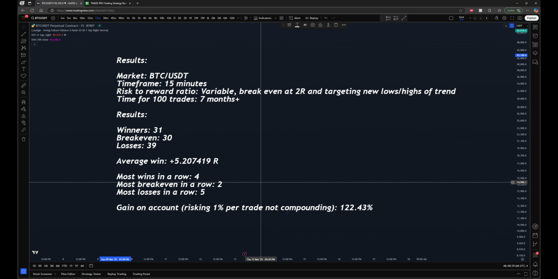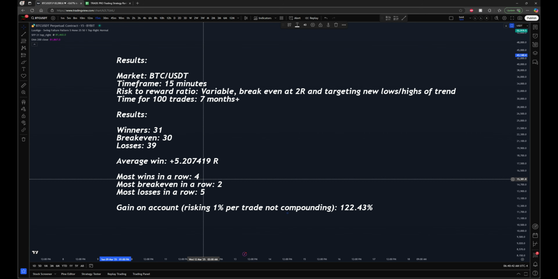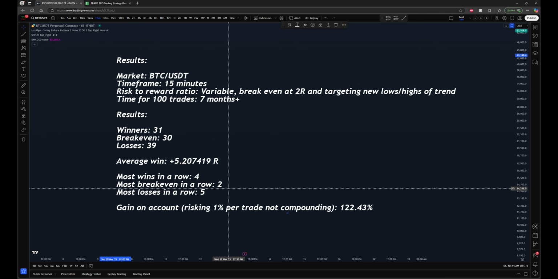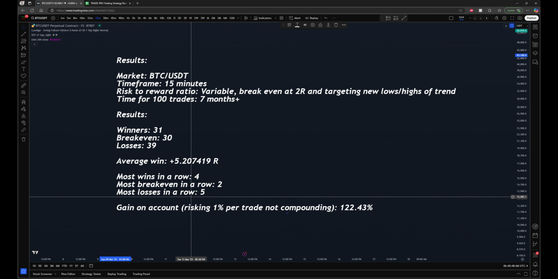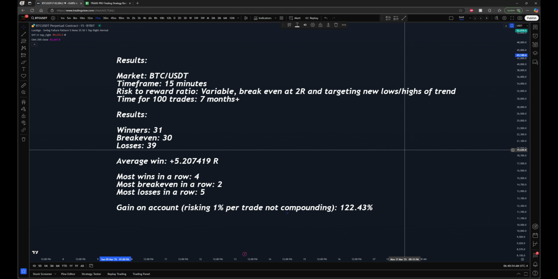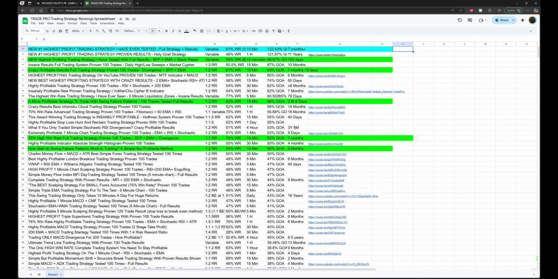As far as the most wins in a row goes, we got 4 as the biggest winning streak. We got only 2 for the break evens in a row, and then 5 losses in a row. The gain on the account, risking 1% per trade, not compounding, was 122.43%. So just beating out the previous first place holder on the strategy ranking spreadsheet. So let's take a look at that.